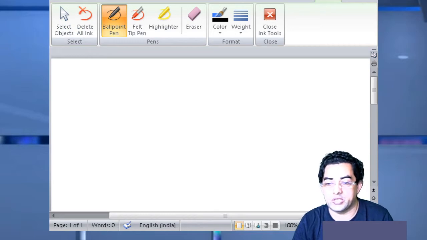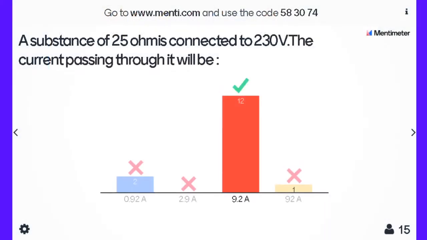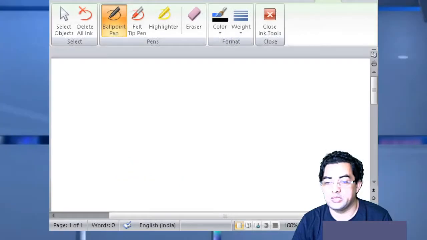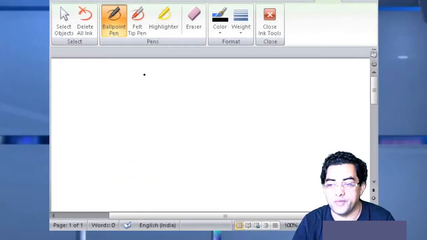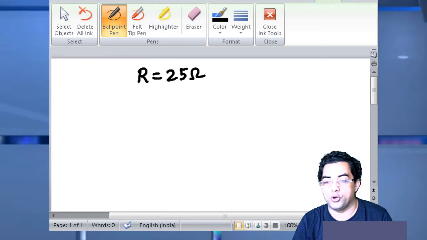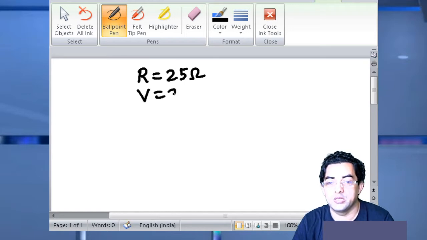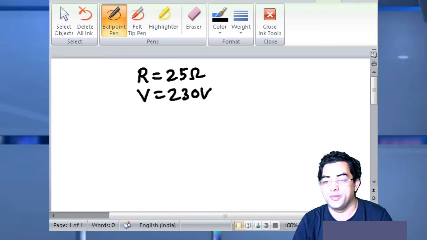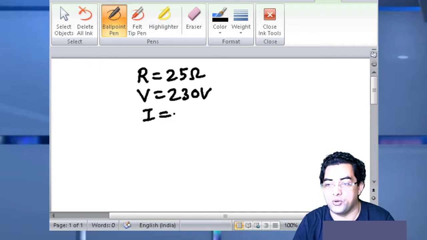The question says a substance of 25 ohms. Okay, so what is the substance? Substance is 25 ohms. So R is going to be 25 ohms, right? Then the question says 230 volts. That means potential difference is 230 volts. And what we have to find out? We have to find out the current. So we have to find out I.